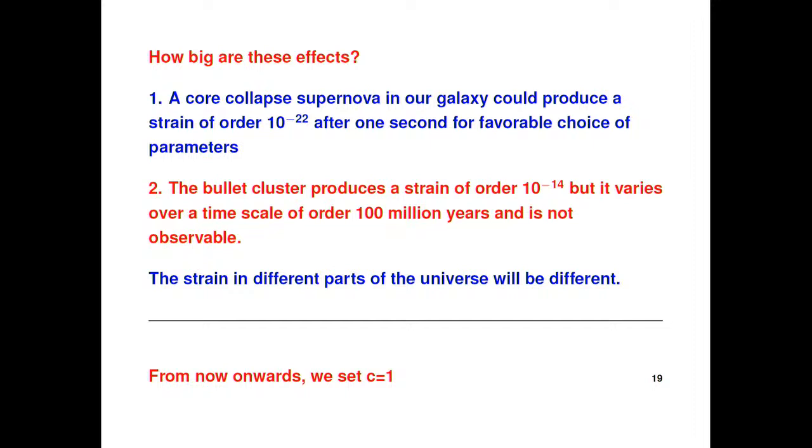Okay, so now I am going to go into the derivation, and from now on we are going to set the speed of light equal to 1. You can always put it back using dimensional analysis, but in order to avoid cluttering the formulae, I'll set the speed of light equal to 1.